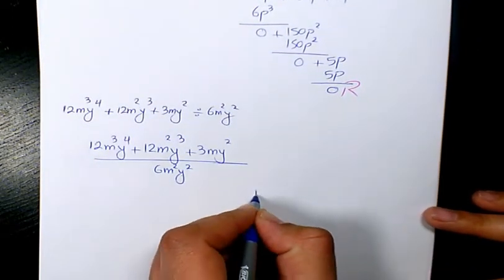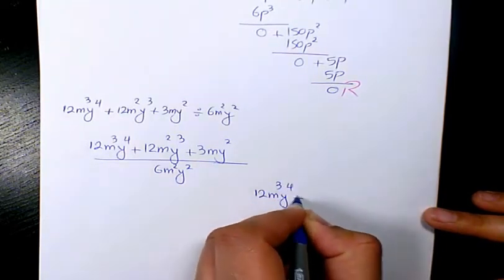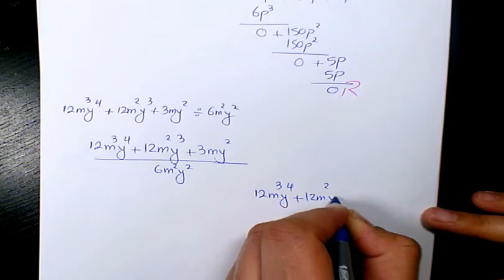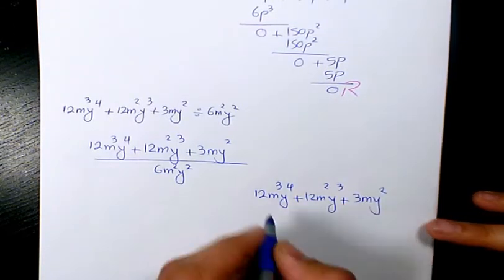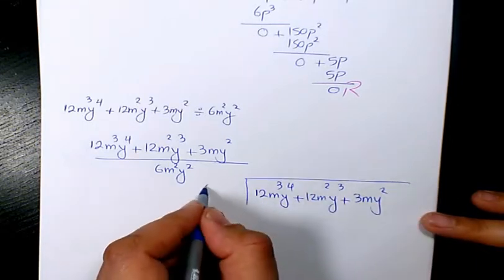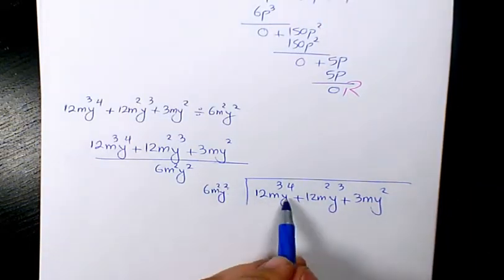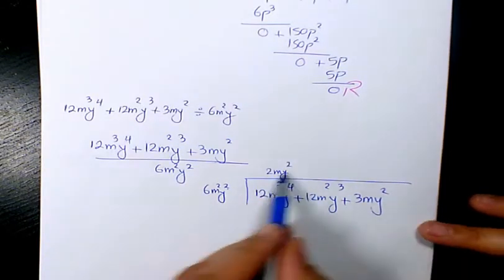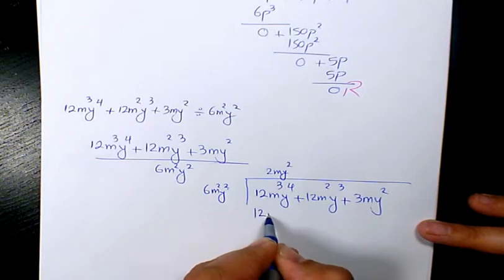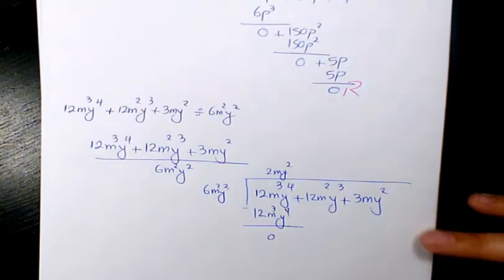So if I want to show it here, 12m cubed y to the power 4 plus 12m squared y to the power 3 plus 3my squared divided by 6m squared y squared. This one is going to be 2my squared. When you multiply, it's going to be 12m cubed y to the power 4. When you subtract, it's going to be 0.